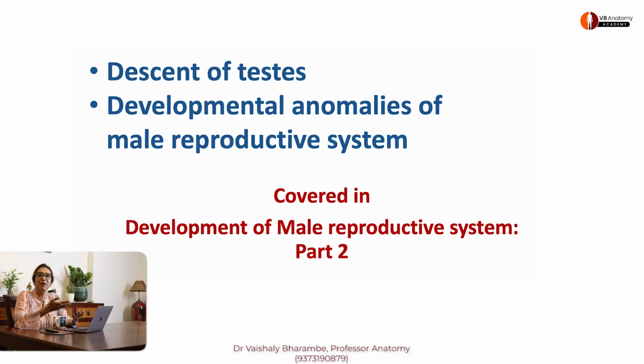So that's the lecture number 2. Along with developmental anomalies, are we so blessed that everything is normal? No. There are times when something goes wrong. What goes wrong in the development of this male reproductive system is what we will be learning in Development of Male Reproductive System Part 2, in which we will descend the testes and we will see how much can go wrong.